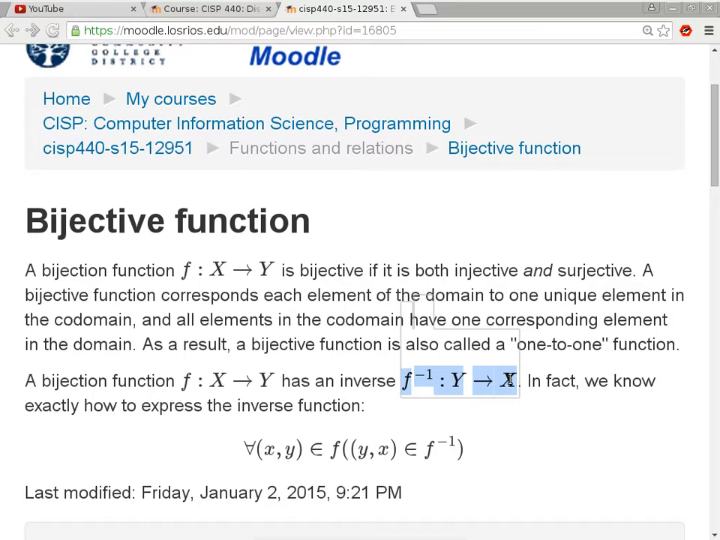Because if it is not surjective, then something in Y does not map to something in X. So that makes the inverse function not even a function. If it is not injective, that means the same element in Y can map to two things in X. That also makes it a non-function. So that's why both injective and surjective are necessary to make the existence of an inverse function possible.